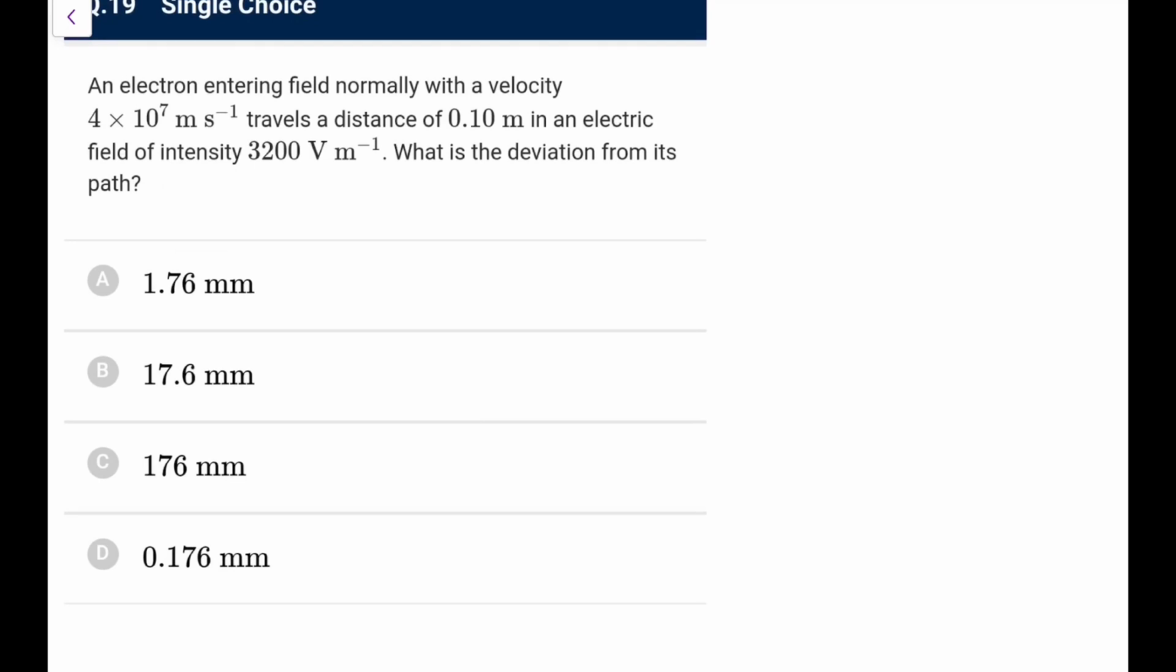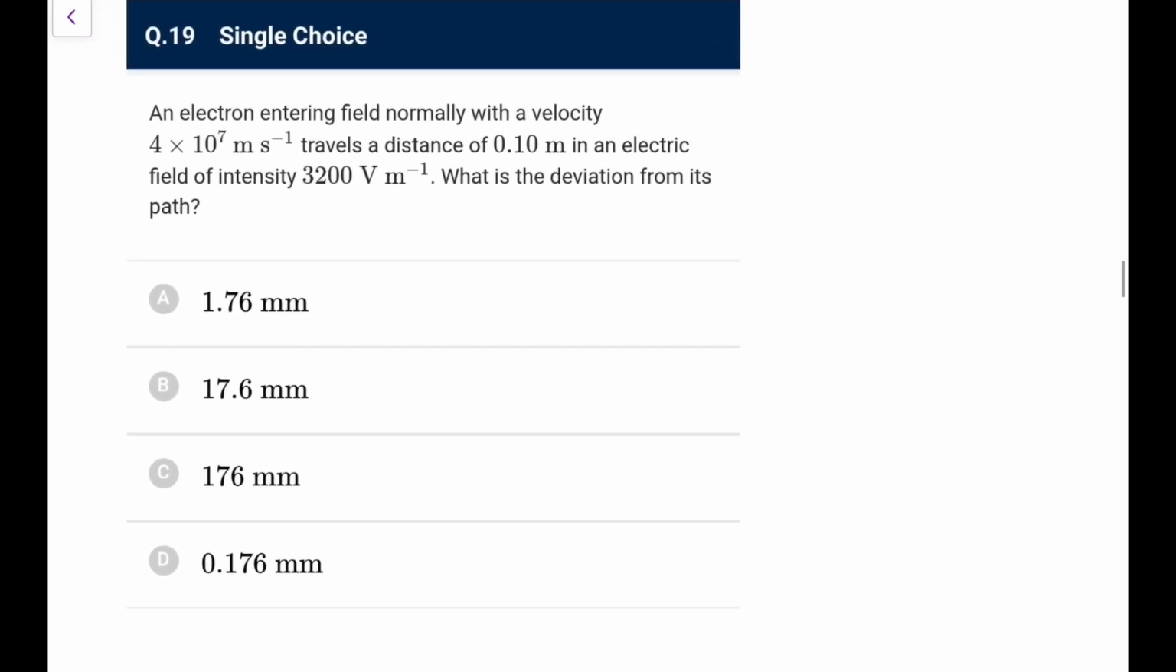An electron is entering a field normally with a velocity of 4 into 10 to the power 7 meter per second, and travels a distance of 0.1 meter in an electric field of this intensity. What is the deviation from its path? So it is coming like this, and let's say the electric field is like this. So it will be deflected upwards and go like this. So you have to find this deviation, let's say this y.